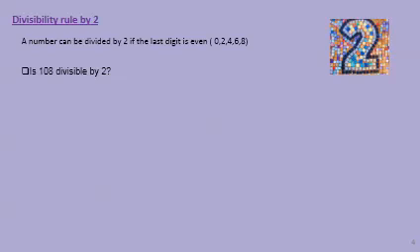Let us take an example. Is 108 divisible by 2? Yes, it is, because it's an even number. How did we know? Because the ones digit is 8, and 8 is an even number.